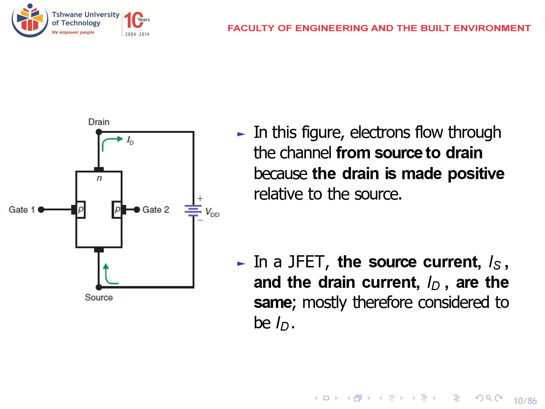In this figure, the electrons flow through the channel from the source to the drain because the drain is made positive relative to the source. In a JFET, the source current IS and the drain current ID are the same. Mostly, therefore, they are considered to be ID. So here we don't have current on the gate, so the current that's coming in to the drain is the same current that is leaving the channel through to the source.